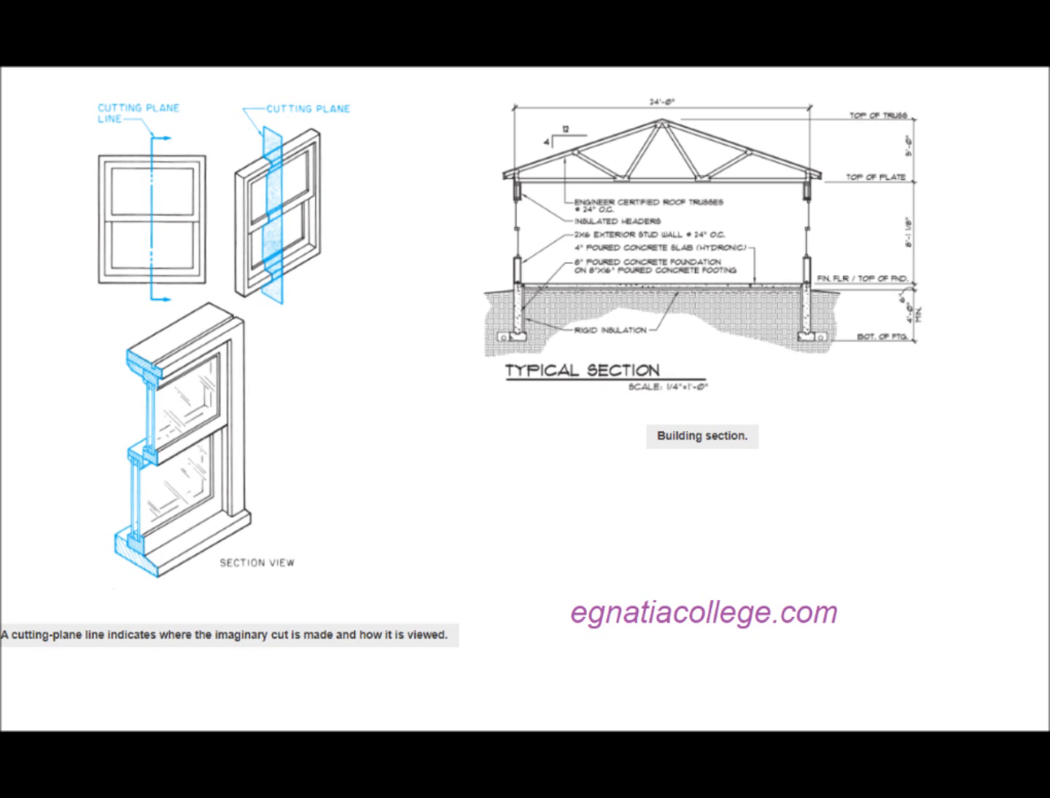In either case, cutting plane lines always have some identification at their ends and arrowheads to indicate the direction from which the section is viewed. Cutting plane line identification symbols are discussed in the next unit. Some section views may not be referenced by a cutting plane line on any other view. These are typical sections that would be the same if drawn from an imaginary cut in any part of the building.